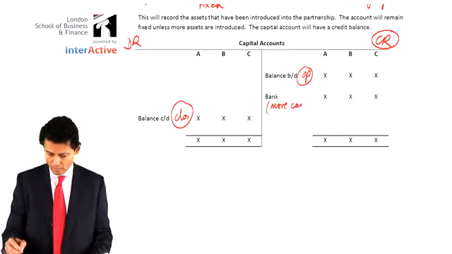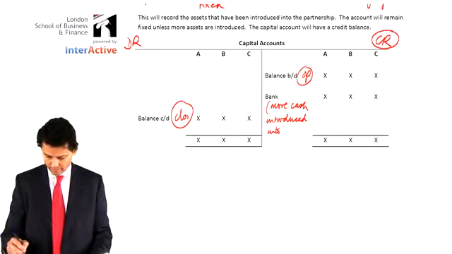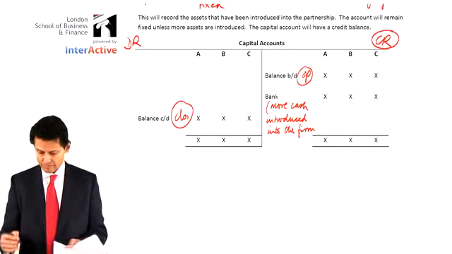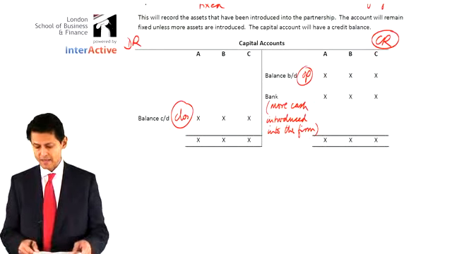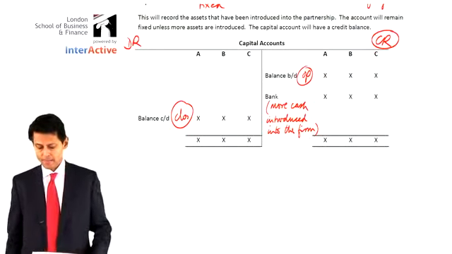And the bank account there is where more cash has been introduced into the partnership. So let's say more cash introduced by partners into the firm, the partnership, the firm's bank account. So what will happen is the bank account will be debited and the partner's accounts will be credited. So we debit bank and we credit the capital accounts. So that could be one instance. So you debit bank, credit capital account.